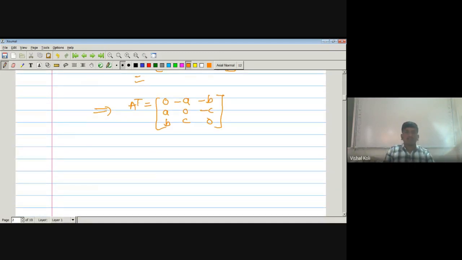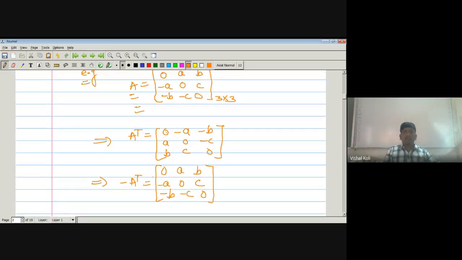Now multiply A transpose by minus 1, we get minus of A transpose will be equal to, now multiplication of a matrix by scalar, which we have already studied. So 0 into minus 1, 0, minus of A into minus 1 plus A, minus B into minus 1 plus B, A into minus 1 minus A, 0 into minus 1, 0, minus C into minus 1, C, B into minus 1 minus of B, C into minus 1 minus C, and 0 into minus 1, 0. Now look at matrix A and minus of A transpose. Matrix A is same as minus of A transpose.